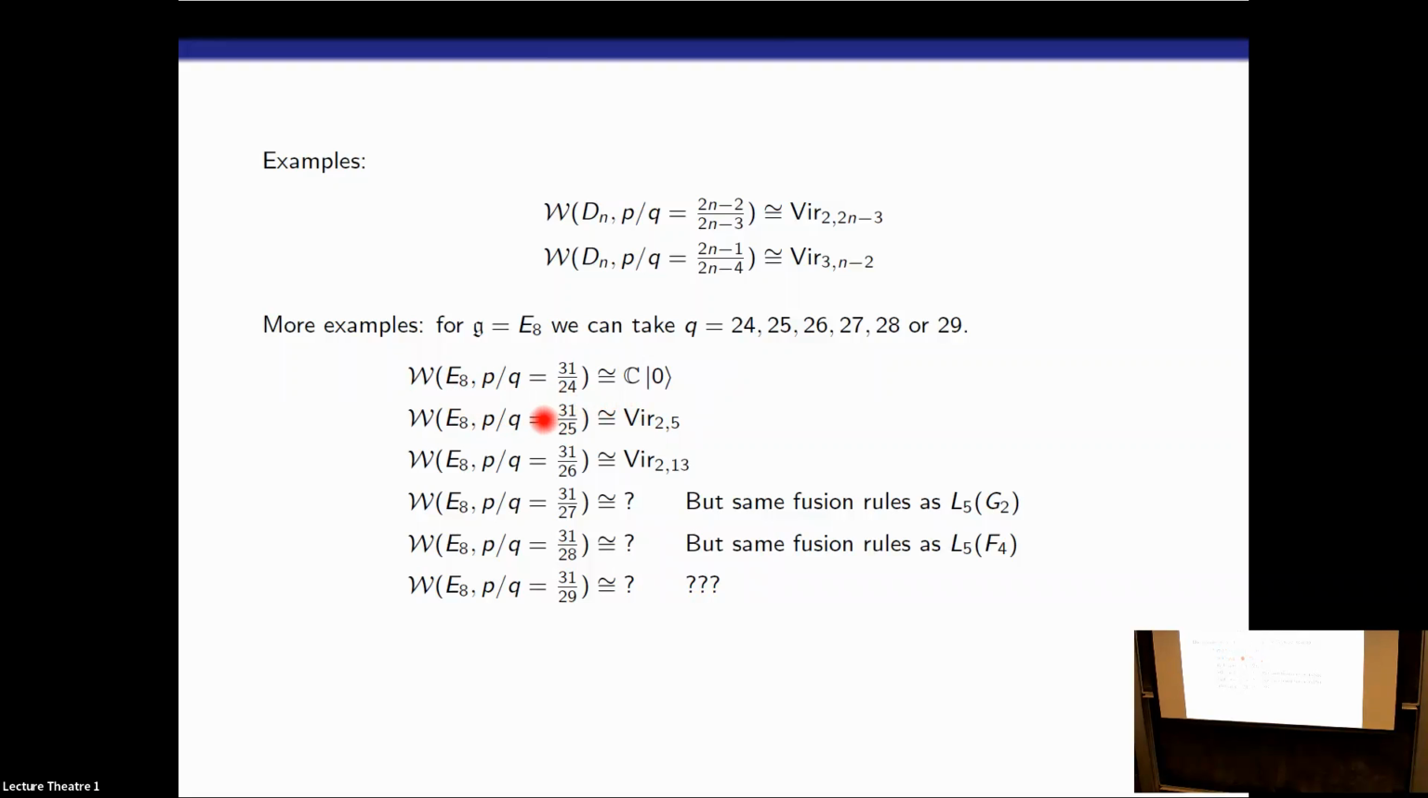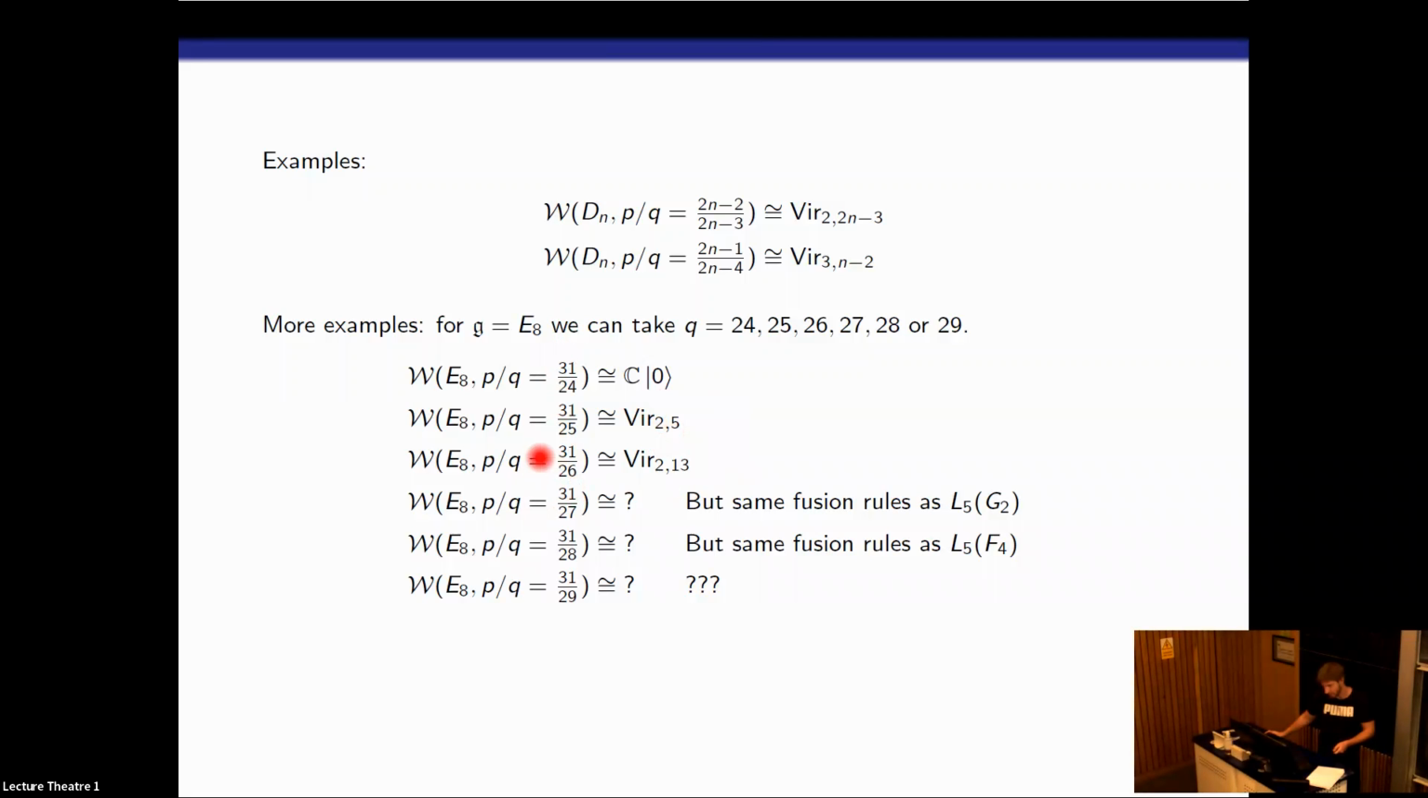So similarly for other cases, for denominator 25, you get Virasoro 2,5, and again the fusion rules in general for this class of W algebras are given by something affine tensor product with the fusion rules of Virasoro 2,5. And I think this is one motivation for these levels where you let P be as small as possible, which is to say either equal to the dual Coxeter number or the dual Coxeter number plus 1. These are called boundary admissible levels.